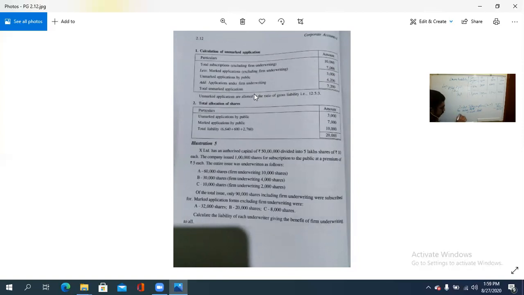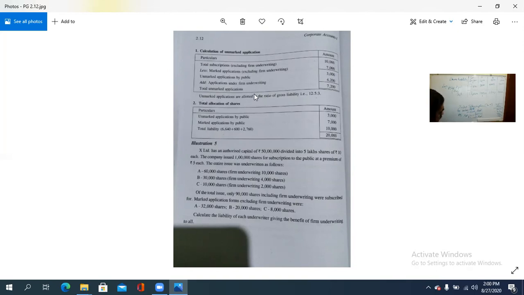What do we do along with this unmarked? We add firm underwriting. Applications under firm underwriting, how much? 4,200. That is already given in the question. So 7,200. That is the value of the unmarked application. That is what we apportion on the gross liability. So once again, 10,000 is the total subscription. Deducting the marked application 7,000, 3,000 is the net figure. To that 3,000 we add the firm underwriting amount of 4,200. So we get 7,200.